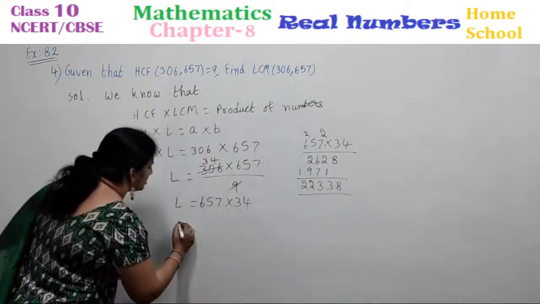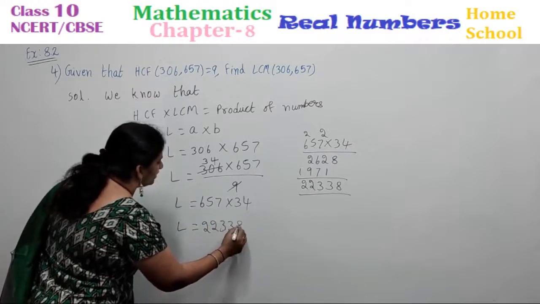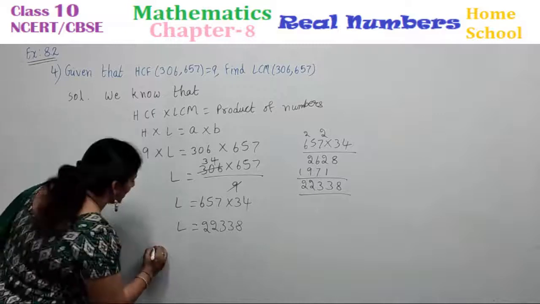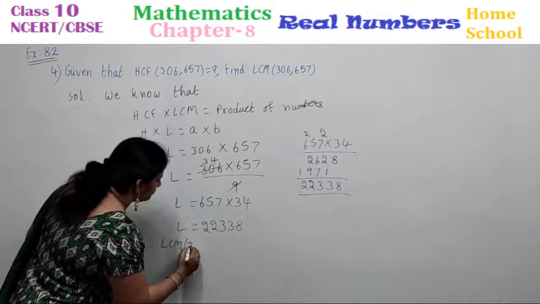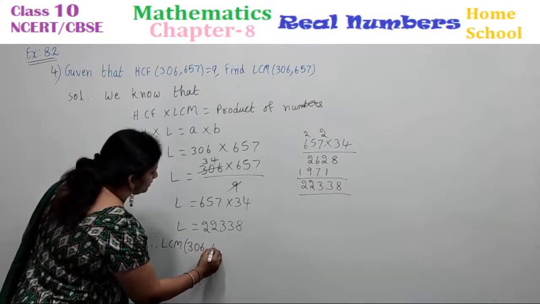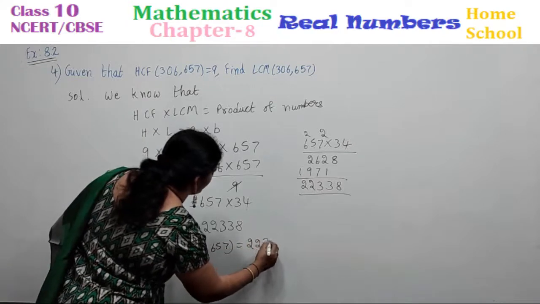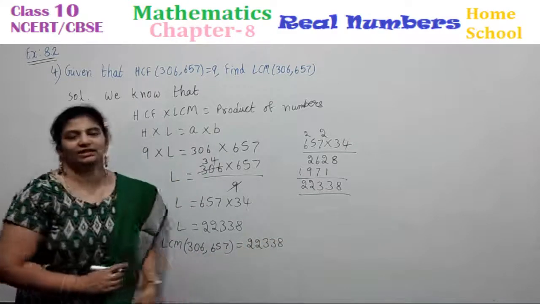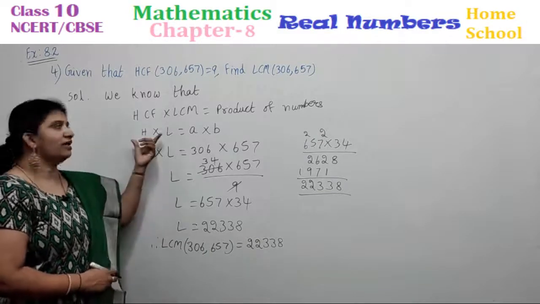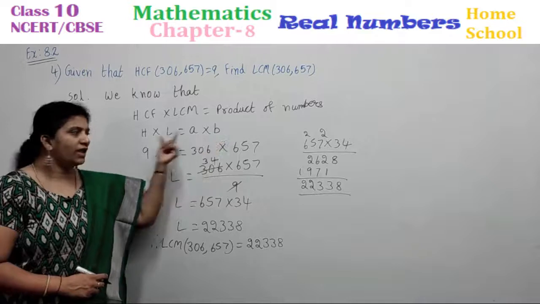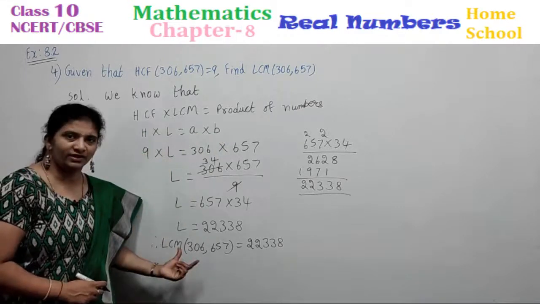What's your answer here, children? LCM is 22,338. Finally, your answer: LCM of 306, 657 is equal to 22,338. See, children, observe carefully. We know the formula: H into L is equal to A into B. If any one term is missing, change the formula and then you can find the missing term.